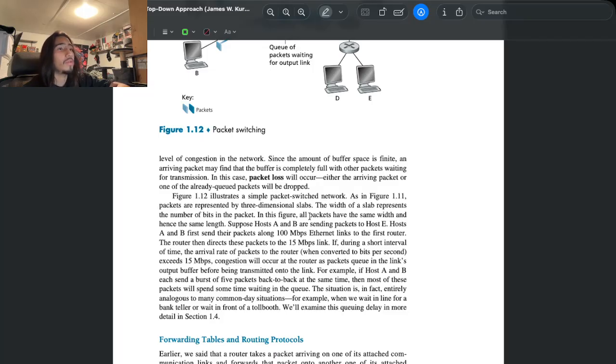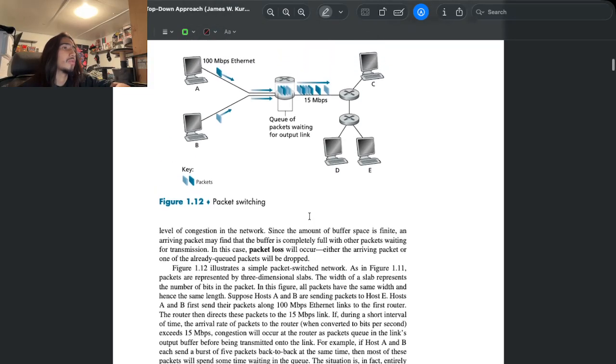If during a short interval of time the arrival rate of packets to the router, when converted to bits per second, exceeds 15 Mbps, congestion will occur at the router as packets queue in the link's output buffer before transmitting into the link. For example, if hosts A and B each send a burst of 5 packets back to back at the same time, then most of these packets will spend some time waiting in the queue. The situation is in fact entirely analogous to many common day-to-day situations, for example, when we wait in line for a bank teller or wait in front of a toll booth. We'll examine this queuing delay in more detail in section 1.4.